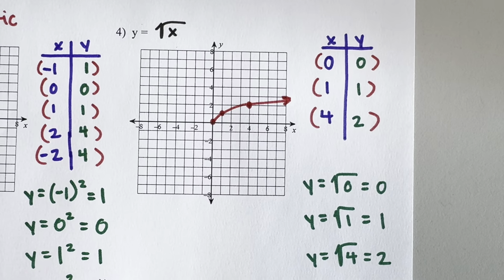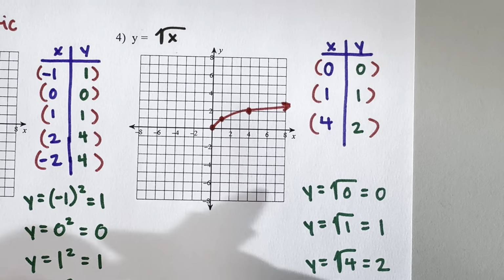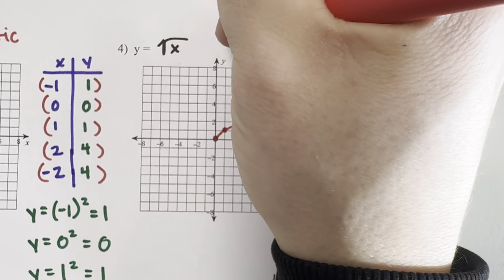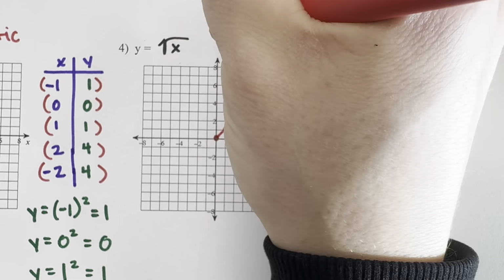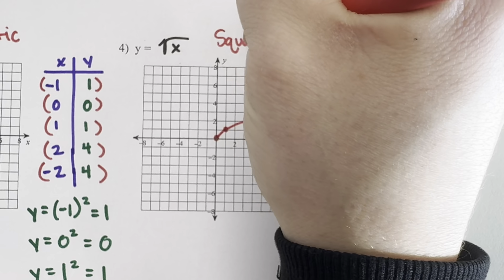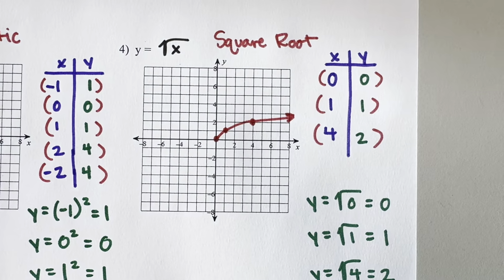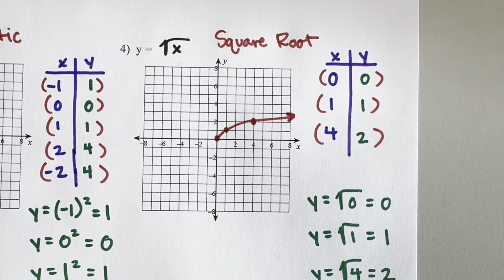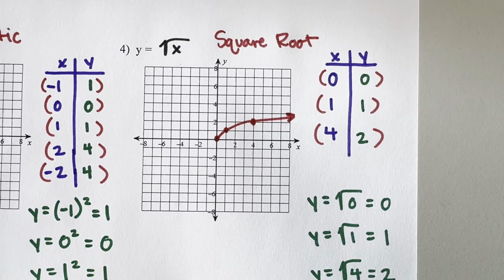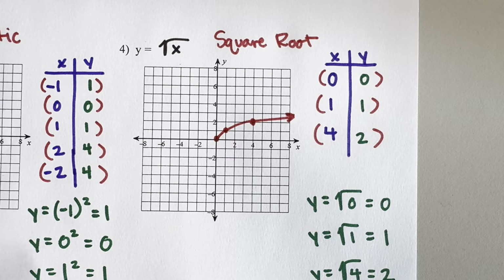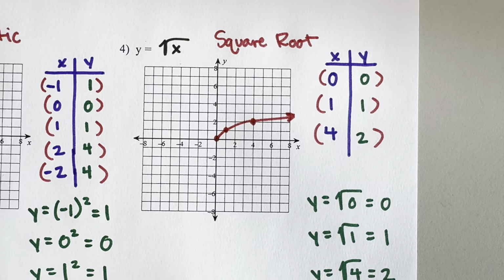Okay, well, what is the name of this parent function? Okay, it's actually pretty simple. It's a square root function, and that is its name, a square root. Beautiful. Okay, so we've talked about 4 of our 8 parent functions. Let's keep going.